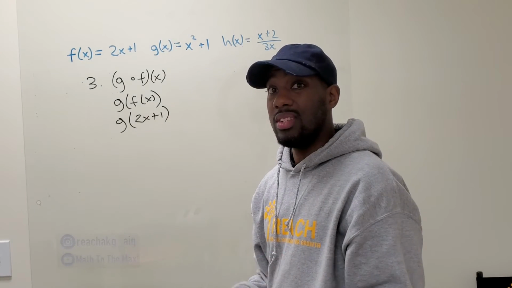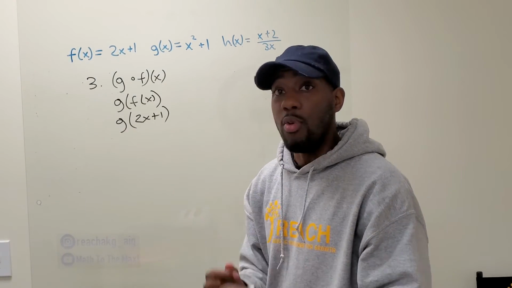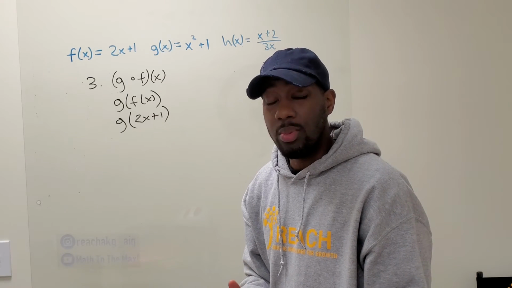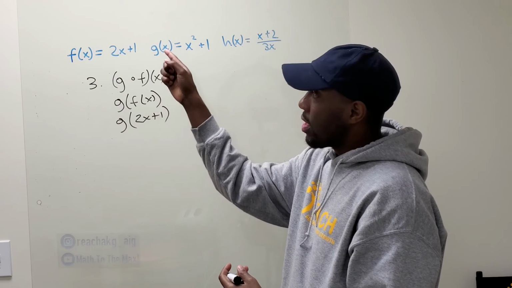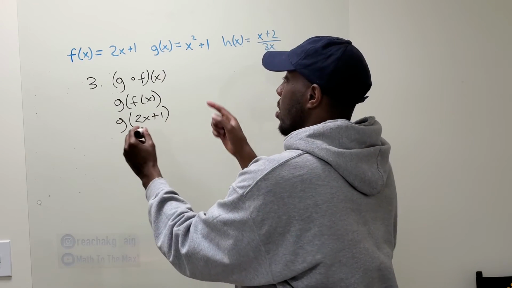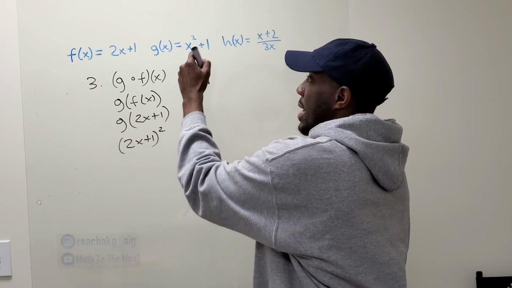And then what does this mean? G of 2x plus 1 means go to the G function. Everywhere you see an x, you replace it with 2x plus 1. So 2x plus 1, you're going to go into here. So it'll be 2x plus 1 squared, and then plus the 1.